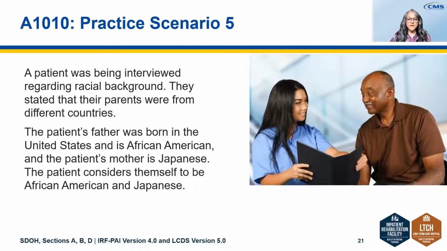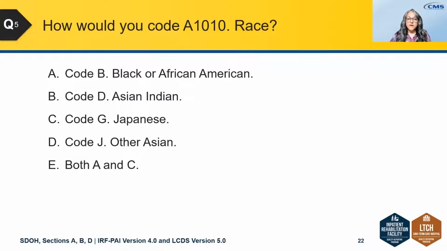Okay, and here's another scenario related to item A1010. A patient was being interviewed regarding racial background. They stated that their parents were from different countries. The patient's father was born in the United States and is African American, and the patient's mother is Japanese. The patient considers themselves to be African American and Japanese. So based on this scenario, how would you code A1010 race?